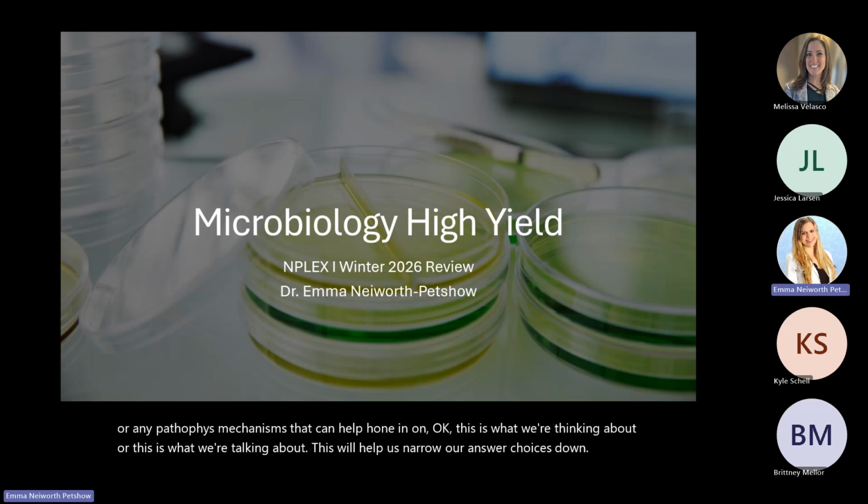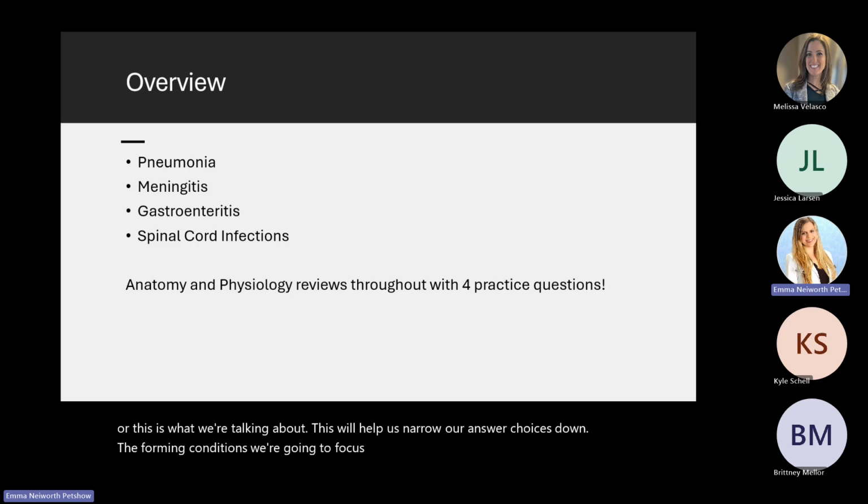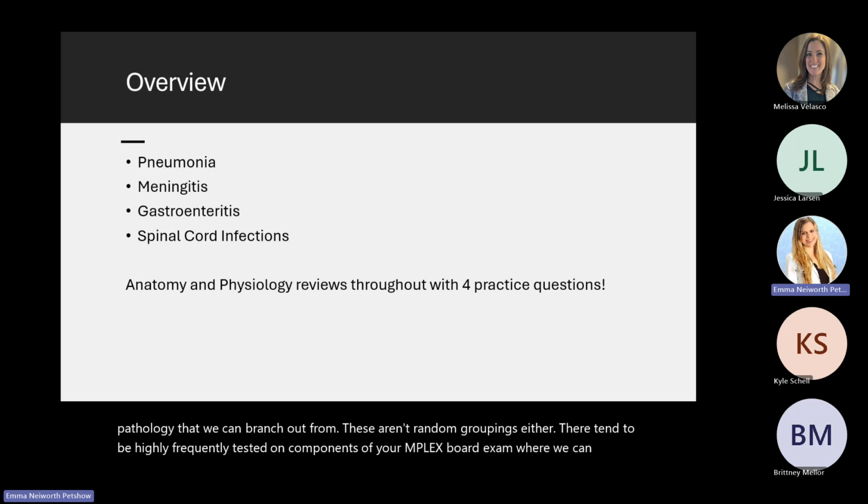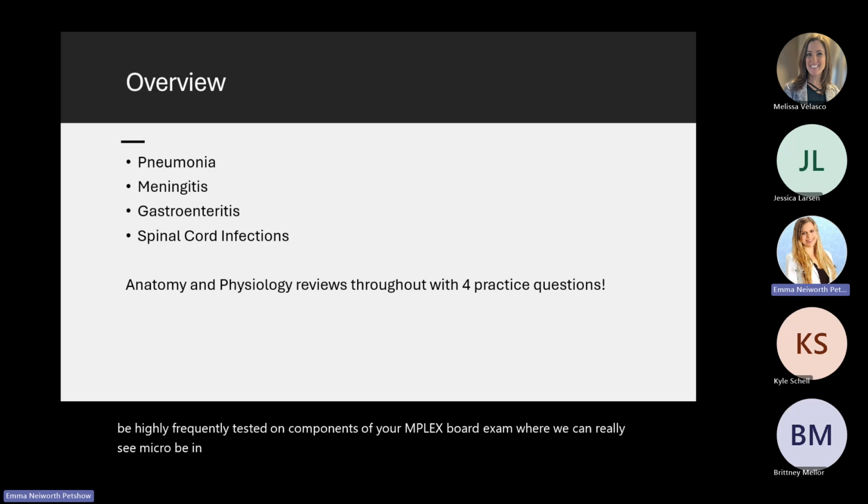The four main conditions we're going to focus on today are pneumonia, meningitis, gastroenteritis, and spinal cord infections. That's like your tetanus, your botulinum, your rabies, etc. Because there's a lot of different microorganisms, but one singular pathology that we can branch out from. These aren't random groupings either. They tend to be highly frequently tested components of your NPLEX board exam, where we can really see micro in connection with organ-specific anatomy and physiology.